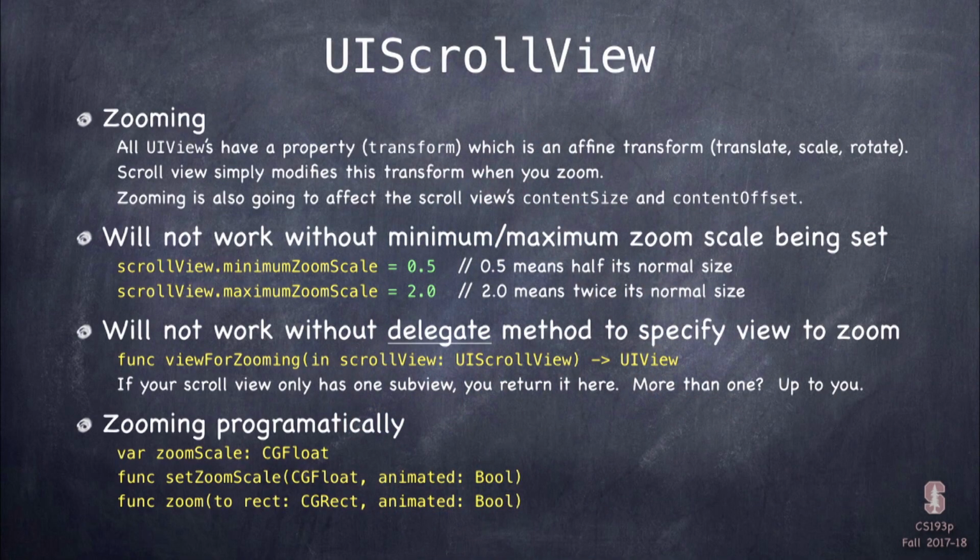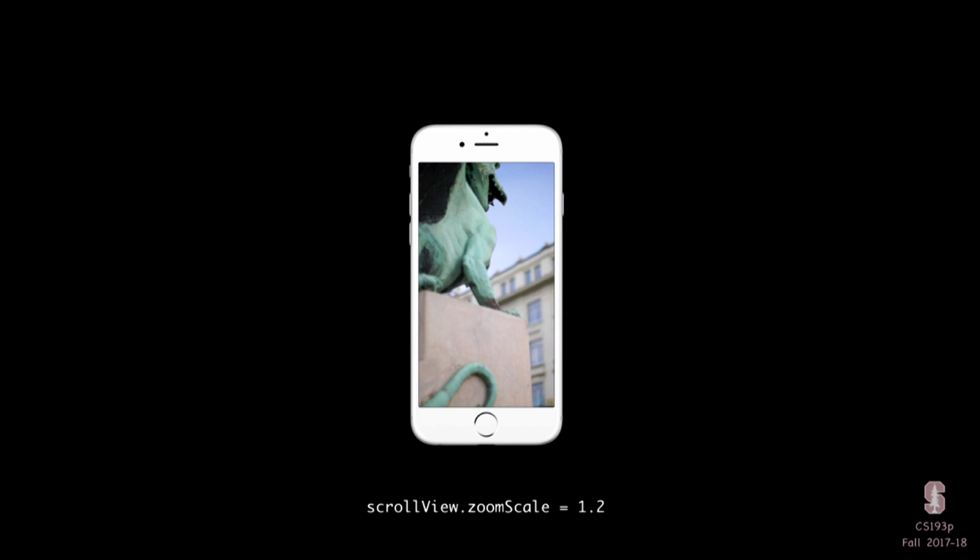Okay, you can also zoom programmatically. In addition to pinching to zoom, you can set the zoom scale and also zoom to a rect. And here's what that looks like. So here I have my zoom scale set to 1.2. That's 20% larger than the identity matrix.